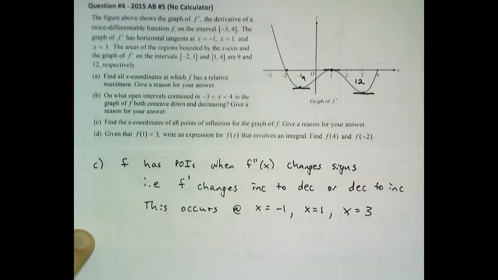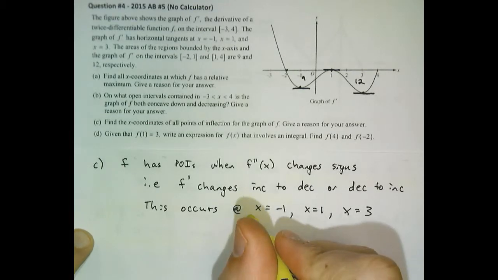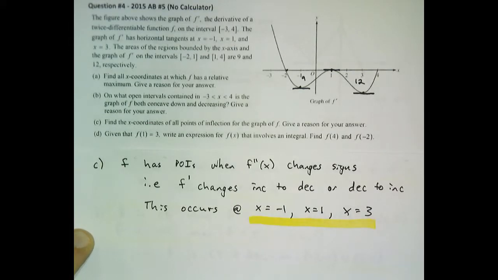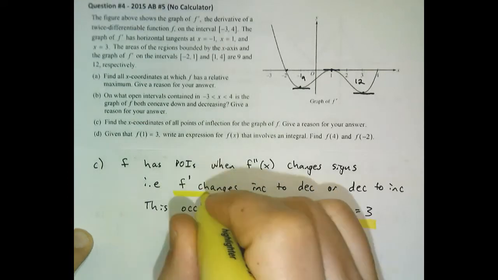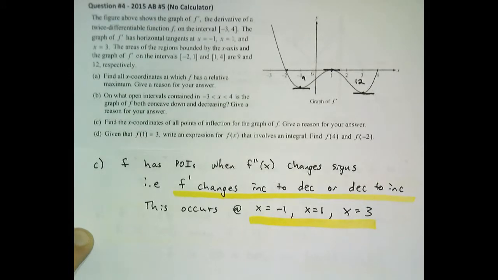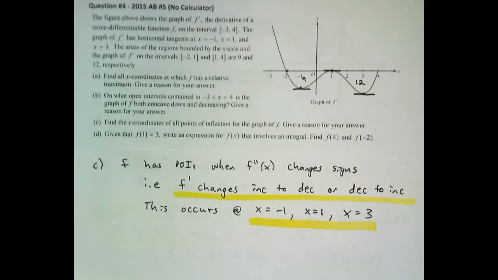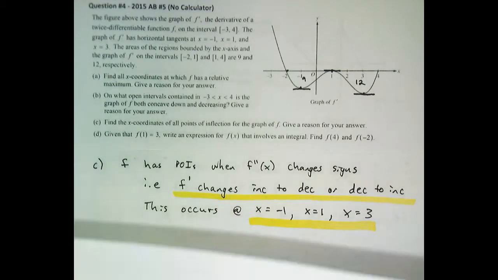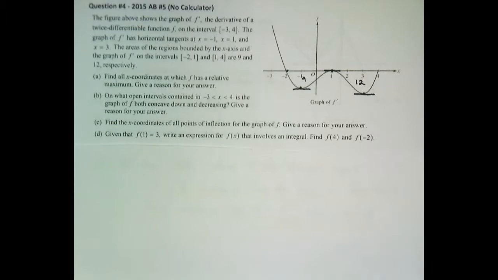Grading for this, again, 3 points. 1 point for identifying the locations. I think you have to get all 3 locations to get that point. And then the second point comes for the justification. So f prime changes from increasing to decreasing, or vice versa. All right, moving on to part D is where we actually get to use a little bit of integral calculus.